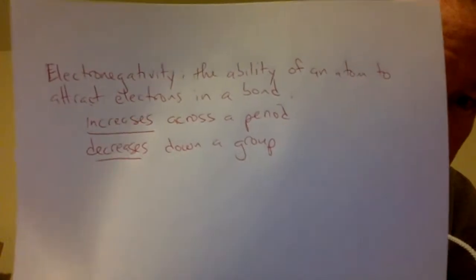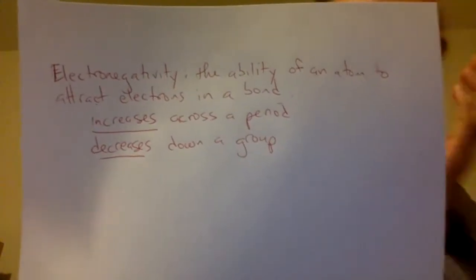And because the electrons get farther away and the nucleus can't attract electrons as strongly as the atoms get bigger and bigger, it decreases down a group. So there's the first trend. I'll leave that up for about 20 seconds so people can check that out if they need to.